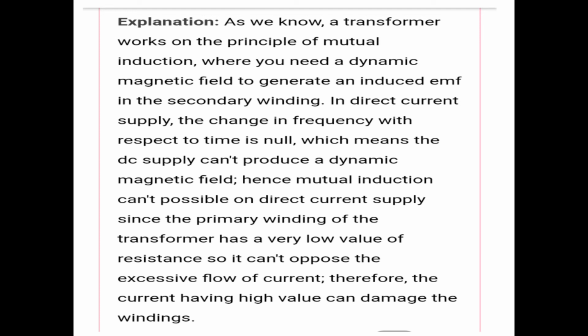in the secondary winding. In a direct current supply, the change in frequency with respect to time is null, which means the DC supply can't produce a dynamic magnetic field. Hence, mutual induction isn't possible on a direct current supply. Since the primary winding of the transformer has a very low value of resistance, it cannot oppose the excessive flow of current. Therefore, the high current can damage the winding.